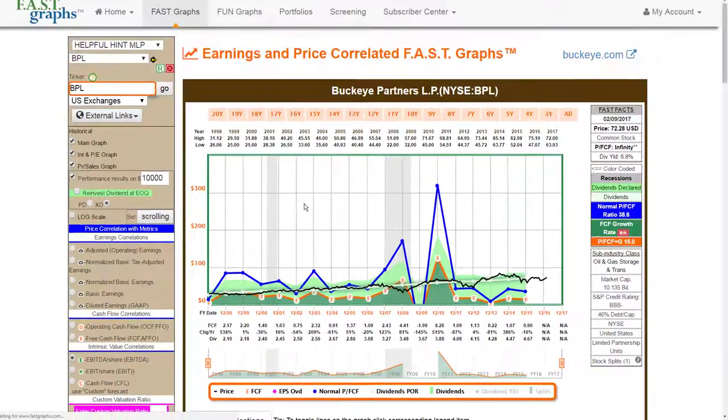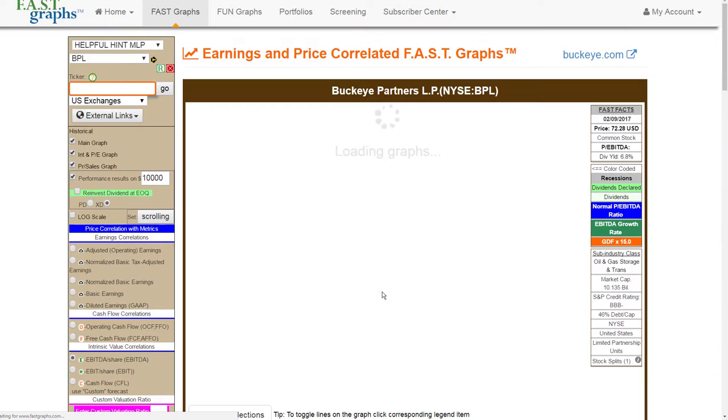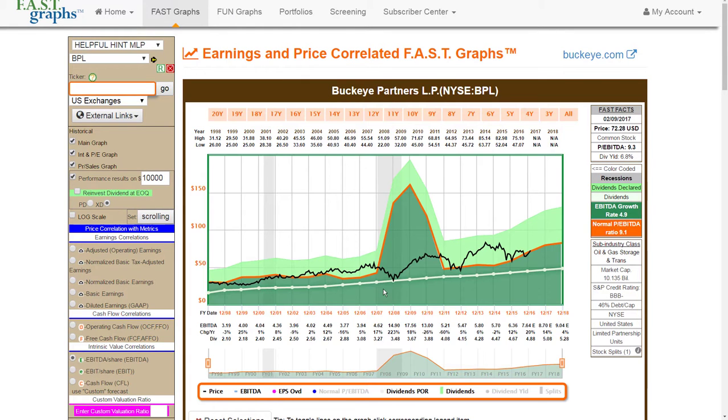Then for premium subscribers, you can also take a look at EBITDA, or earnings before interest, taxes, depreciation, and amortization, in order to see if the company's generating enough of what I'll call gross earnings to be able to support and maintain their dividend. So I look at all of these factors when I'm evaluating any investment, MLPs notwithstanding.